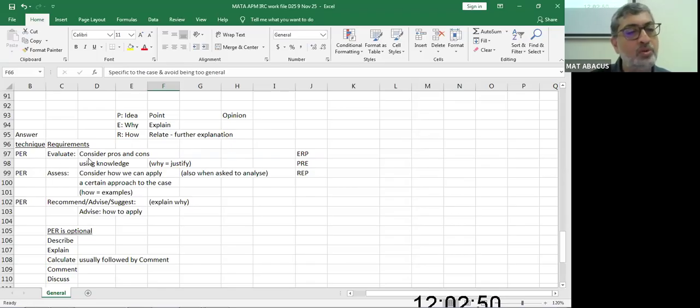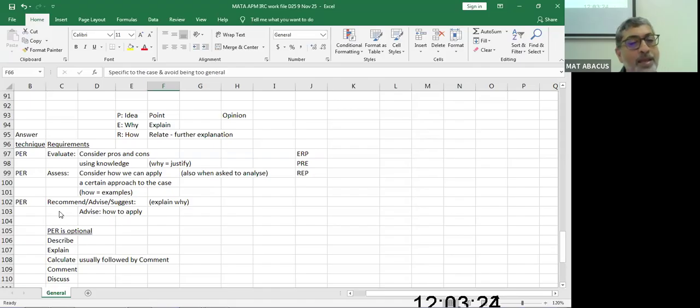Evaluate: a lot of the time we're considering the cons and pros when they ask us, but we must use our knowledge to justify it in the scenario. Assess: a lot of the time you need to consider how we can apply the specific knowledge, or how we can apply the costing system. Sometimes they don't ask us to assess, they ask us to analyze. Currently, analyze has been added to mean something very similar to assess. So consider how we can apply a certain approach to the case. How, basically, means you have to give examples.